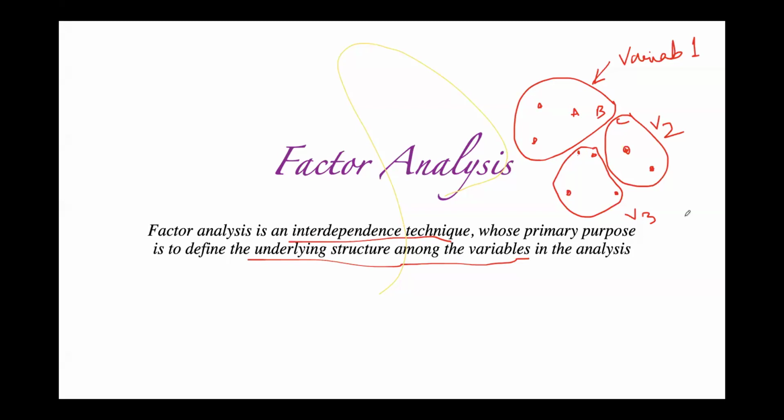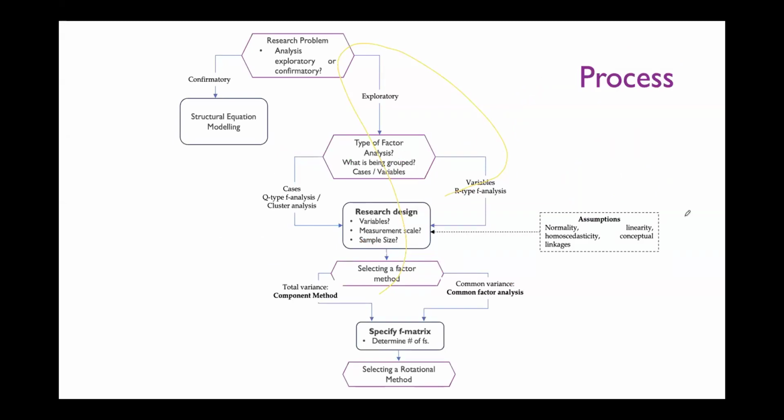So it is kind of a clustering methodology. It's a clustering method to help me define variables. It's a statistical method for me to cluster items into variables. That is simply factor analysis. Now, how does the factor analysis process happen?